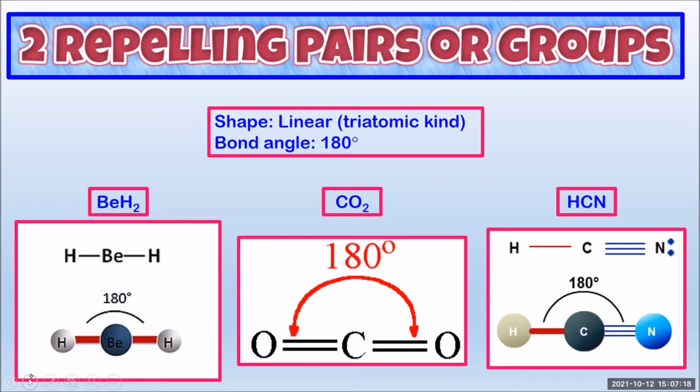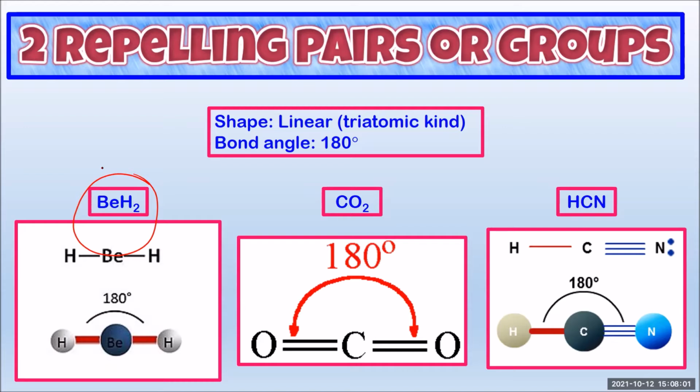In beryllium hydride, the beryllium atom forms a single covalent bond with each of 2 hydrogen atoms. The 2 bonded pairs repel, leading to them being on the opposite sides of the beryllium nucleus. This makes a bond angle of 180 degrees. This shape is called linear. Because there are 3 atoms, we can make a bond angle for this type of linear shape.